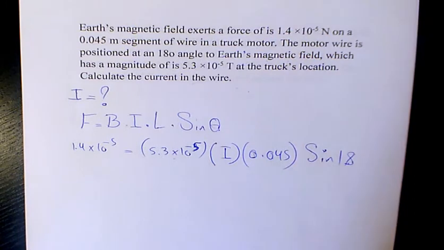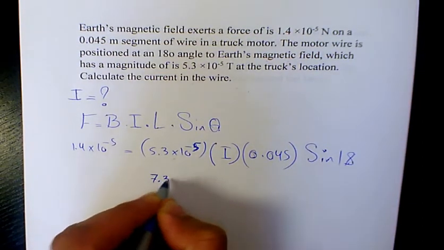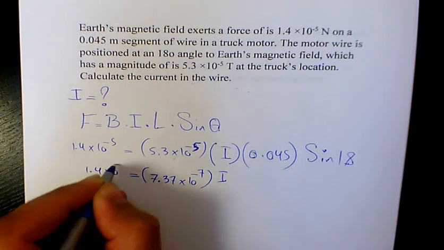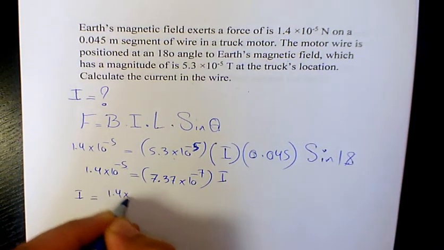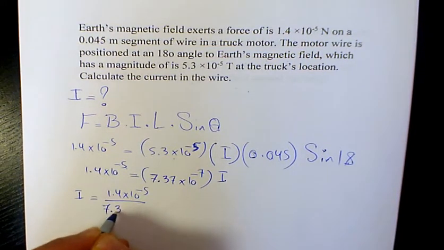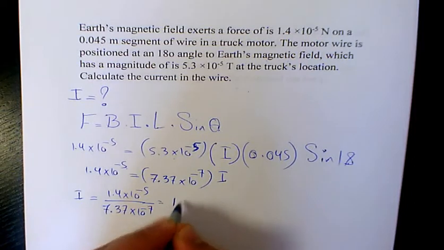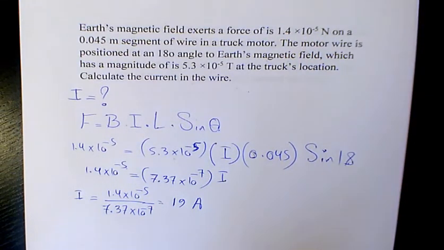So let's multiply all these numbers first. 5.3 times 10 to the power of negative 5 times 0.045 times sine 18. That's going to give me 7.37 times 10 to the power of negative 7 I equals 1.4 times 10 to the power of negative 5. So I will be 1.4 times 10 to the power of negative 5 divided by 7.37 times 10 to the power of negative 7, which is going to be 19 ampere. So that's how we calculate the electric current in a wire using the information we have from magnetic field strength and magnetic force.